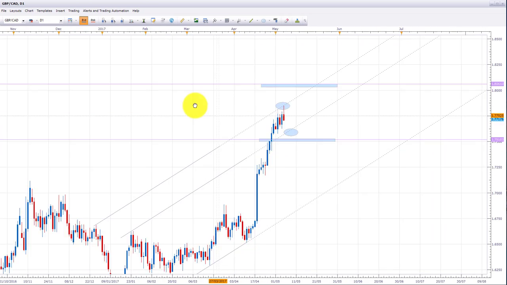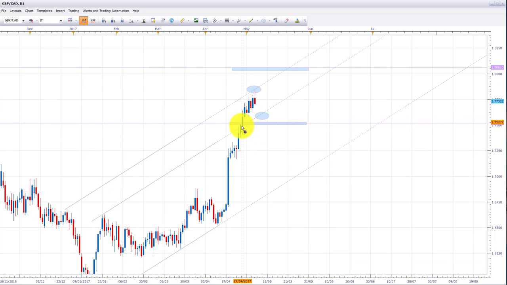Pound CAD. We did take a trade on Pound CAD. It was nice. We got a break out of here. We were expecting it to test this upward sloping trend line. And as you can see on Friday, it did in fact test this area. And it sold off. And I think this was probably profit taking in this kind of area here.